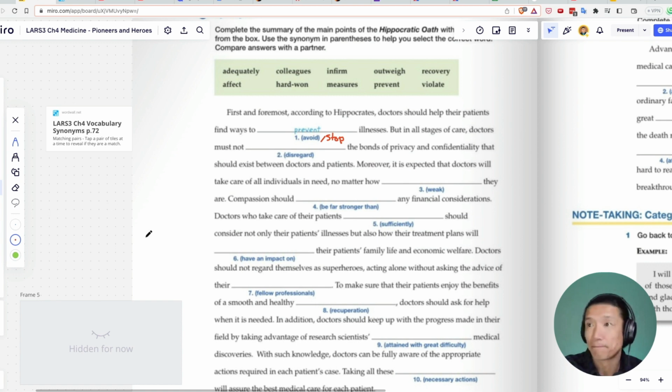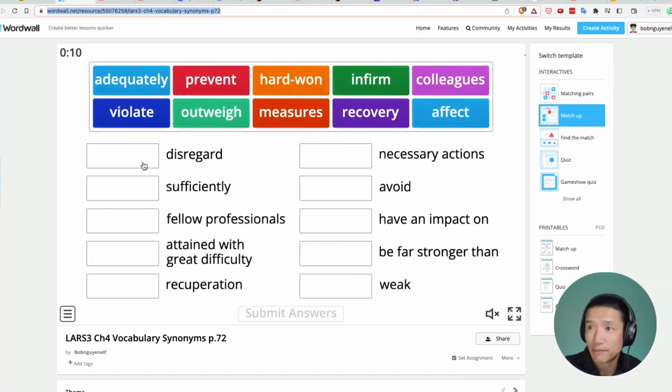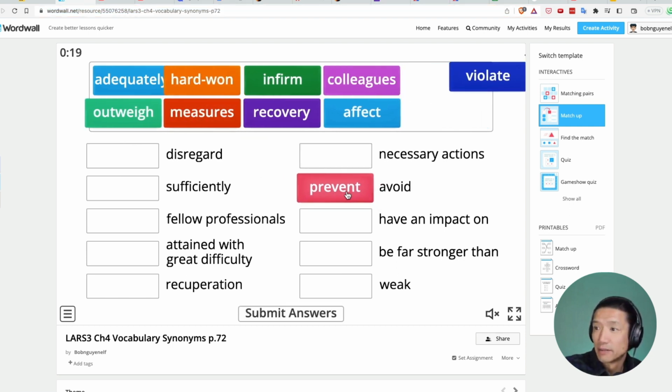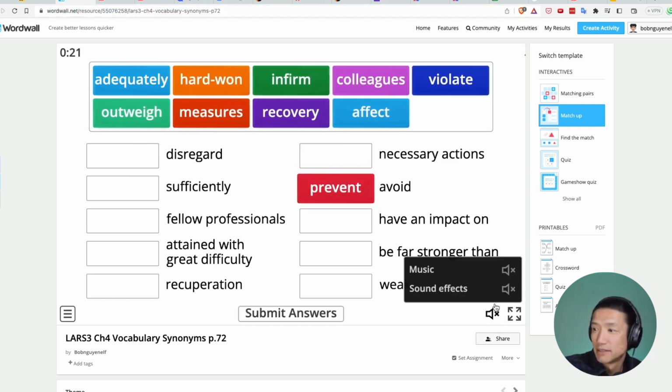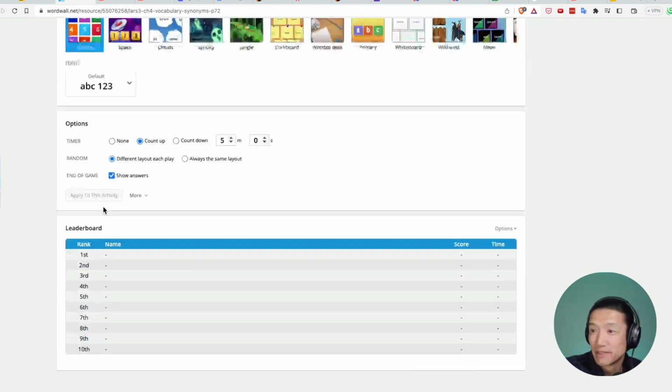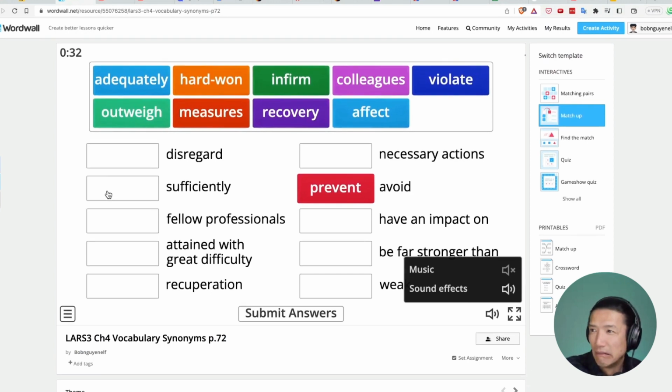What do you think? I'm not going to read this anymore. Let's do this. Okay. What do you think? Disregard. Which one do we know? We know avoid. That means prevent. Let's turn on the sound. Yeah. It's going to be loud. You guys know any of these? Did anybody finish this yet? Nope. Do this as practice. Did I share it? I just did share it.